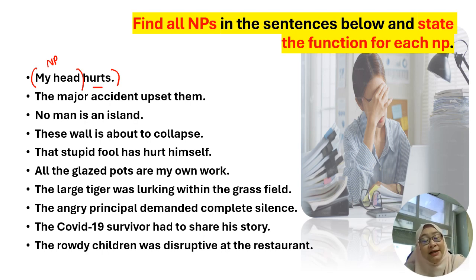Next we're going to take a look at the verb. My head hurts. This verb requires a doer, a person who does the action. So my question would be, what hurts? My head hurts. Therefore, this noun phrase, my head, becomes the subject of the verb. I just put SV as a short form.